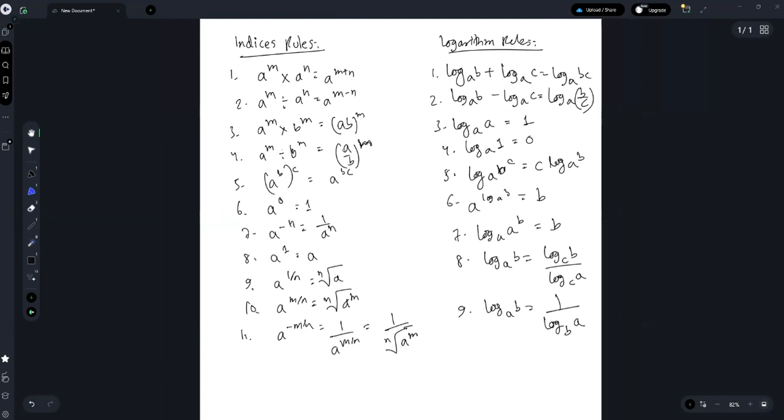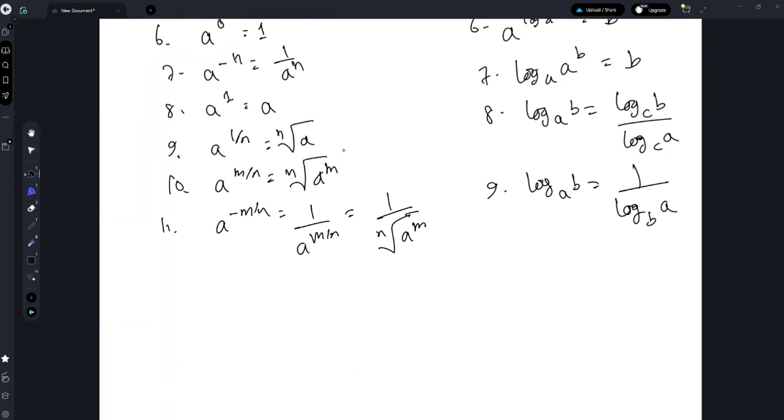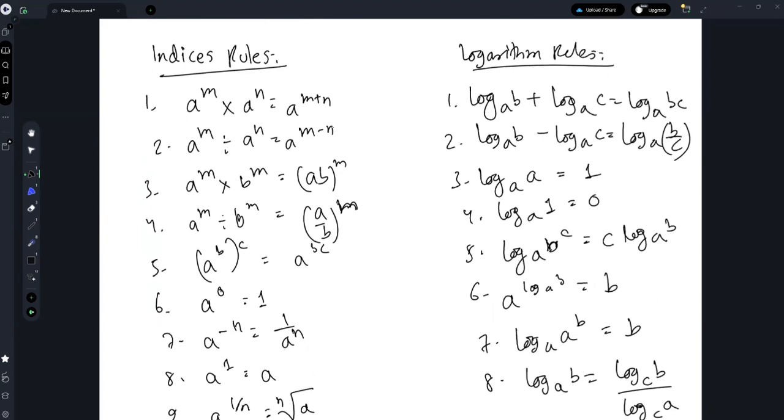And oh yeah, wait, I also have another rule, a very important rule when it comes to equations. In this case, if a to the power x equals a to the power y, then x equals y. Similarly, if log base a of x equals log base a of y, then x equals y. This is another rule. So yeah, this is mainly the rules that we have to deal with.